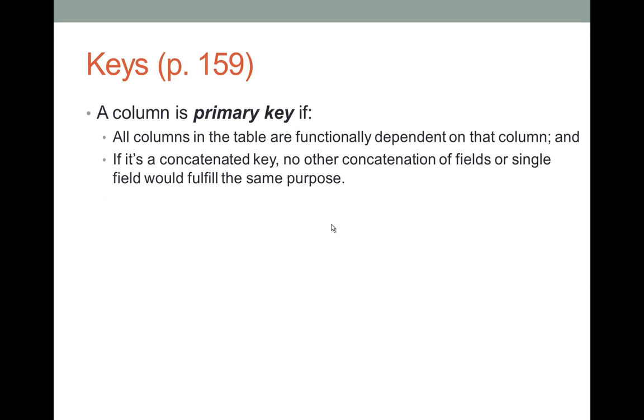Then we've talked about primary key in the past, and they define it again, I should say, at the bottom of page 159, being very specific this time. A column is a primary key if all columns in the table are functionally dependent on that column, and if it's a concatenated key, remember, that means that the primary key is more than one field concatenated or strung together, a combination of fields, no other concatenation of fields or single field would fulfill the same purpose.